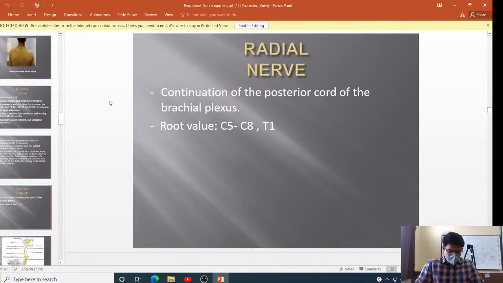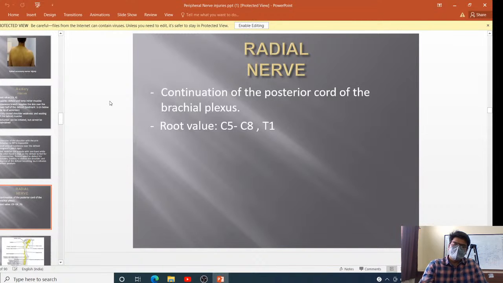Good afternoon, everybody. Today we are going to discuss radial nerve injury. So the radial nerve is a branch from the posterior cord of the brachial plexus. The root value is C5, 6, 7, 8, T1.